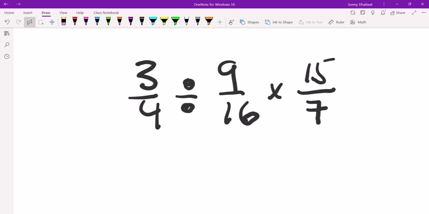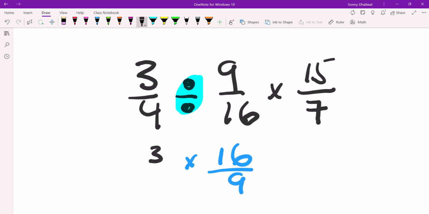Okay. So just like before, we get rid of the division by turning into a multiplication. So this is going to turn into a multiplication, but we flip something. Which fraction do we flip? The middle one. All right, just the 9 over 16. This division applies to this one. So this one flips, but this one stays the same. So this one becomes 16 over 9, and everything else stays the same.